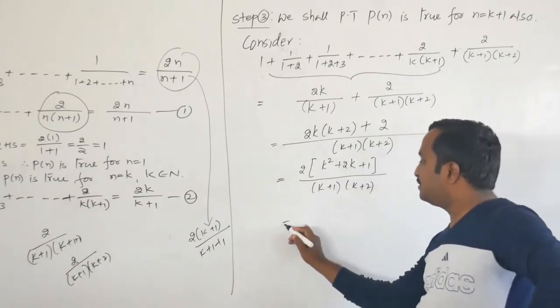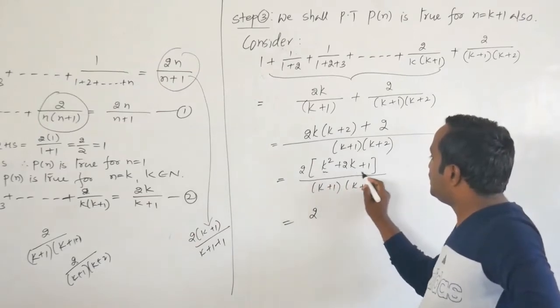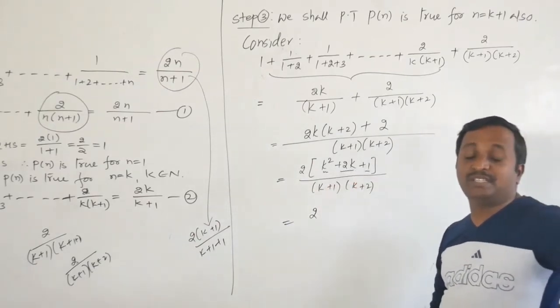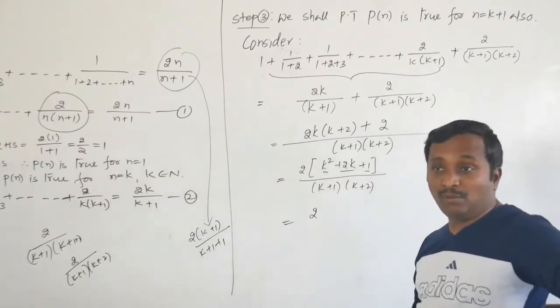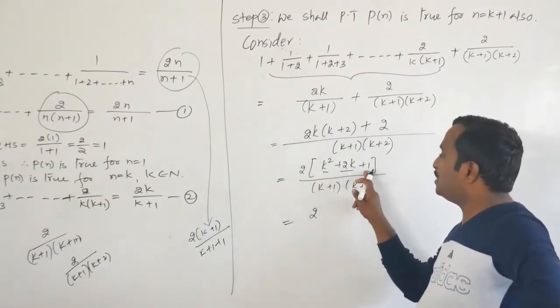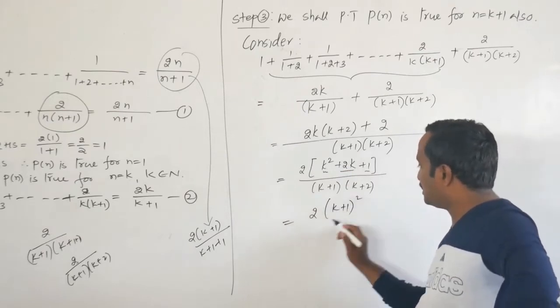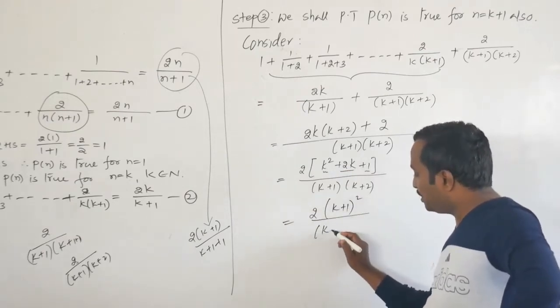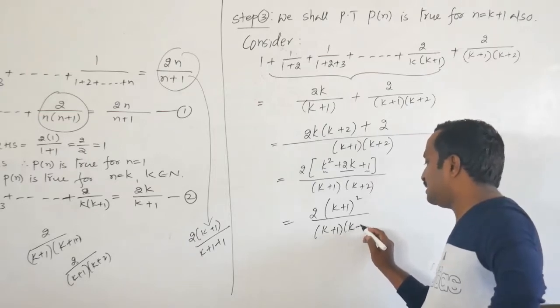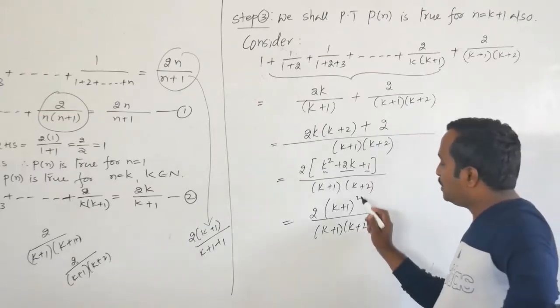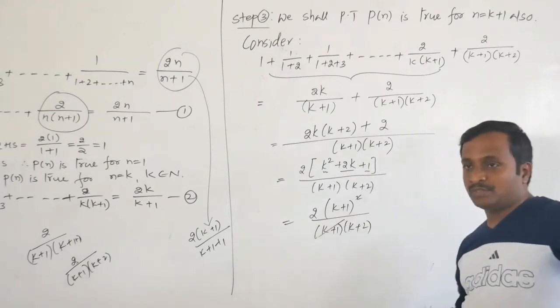Next, a square plus b square plus 2ab is nothing but a plus b whole square. So k square plus 1 square plus 2 into 1 is nothing but k plus 1 whole square. Factorizing, we get k plus 1 whole square, so one k plus 1 cancels, leaving 1 only.